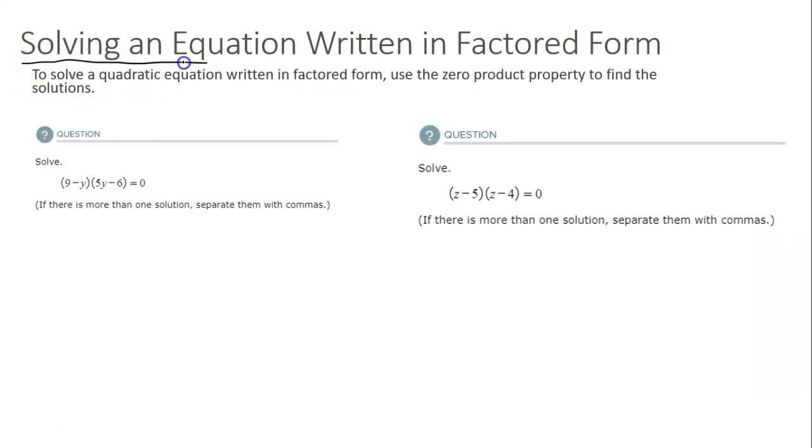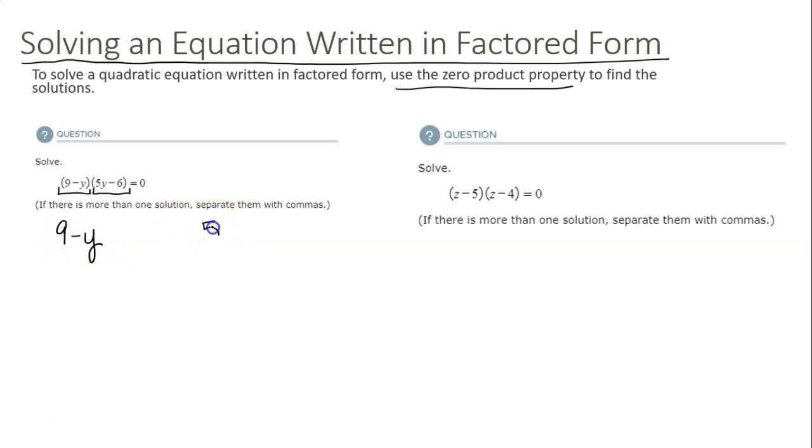New topic, solving an equation written in factored form. To solve a quadratic equation written in factored form, I want you to write down, use the zero product property. So what I want you to notice is I have two things being multiplied together. These are factors. Factors are things that are being multiplied. I have (9 minus y) times (5y minus 6) equals 0. Remember, either one or both of these must be equal to 0 for this to be true.